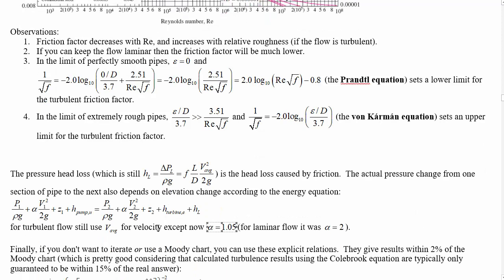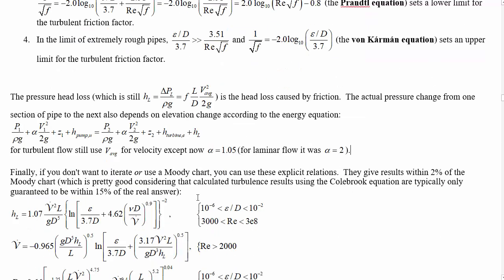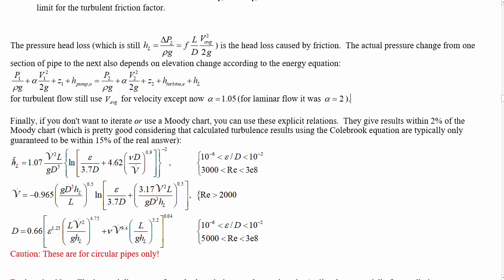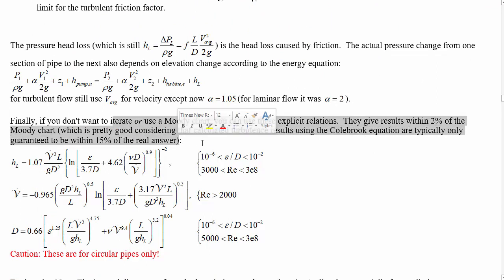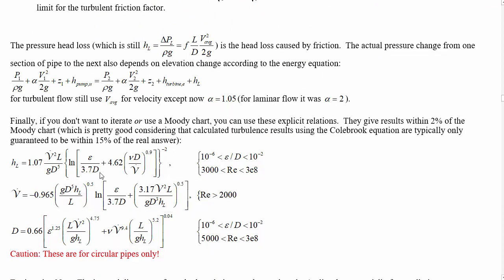Last piece we need is the kinetic energy correction factor. Again, experimentally, for turbulent flow it is 1.05, not the 2 that it was for laminar flow. Final bit of information here is that if you don't want to iterate or use the Moody chart, then you can use these explicit relations, and these have eliminated the friction factor. It's 3 equations which can save a lot of time depending on what it is that you're trying to solve for. So these are kind of neat.